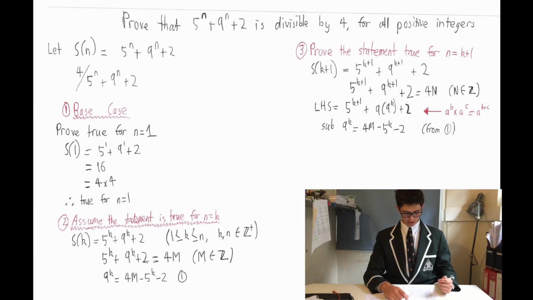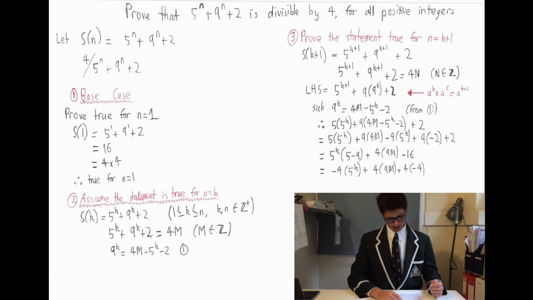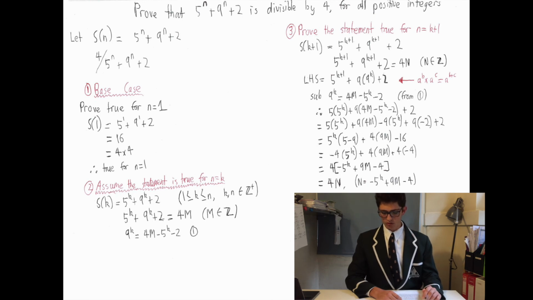Now I will let you pause the video here and have a go at simplifying the algebra. Did you get the same as what I got? If so, we will continue with the proof, and if not, you can pause the video again and have a look at my working, or you can review one of our other Adrolo videos on simplifying algebraic expressions. Now, we can take out a common factor of 4 from each of the terms, which will leave us with 4 multiplied by negative 5 to the k plus 9m minus 4. And now we can say that this is equal to 4n, where n is equal to negative 5 to the k plus 9m minus 4.